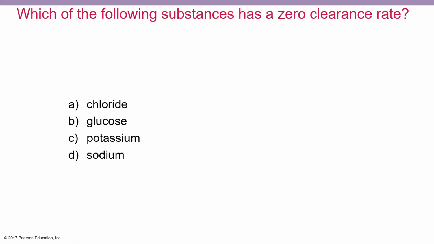Okay, which of the substances has a zero clearance rate? I think we mentioned this when I looked at that table, but glucose, we said, should not ever come out in the urine. Glucose should be 100% reabsorbed, and so its clearance rate should be 0. And we compared this to something like inulin, which had a clearance rate that is exactly that of our GFR, and so that is neither reabsorbed nor secreted. Okay, so the answer here was glucose.